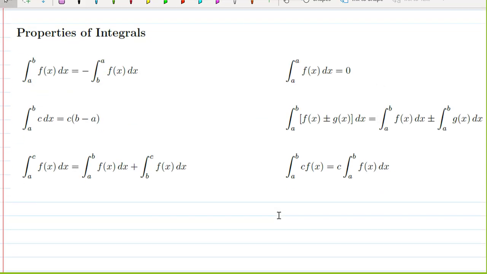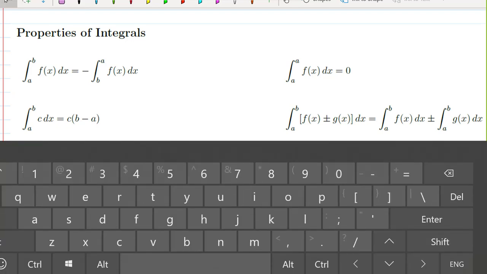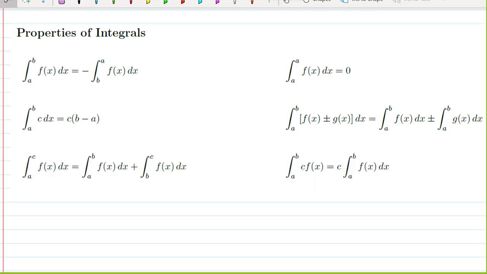And lastly, we have the constant property of integration. So just like with derivatives, if you have a constant times a function, you can pull the constant out of the integral, do the integral first, and then just multiply by the constant. And so this is exactly the same as the property that we used when we were doing derivatives.